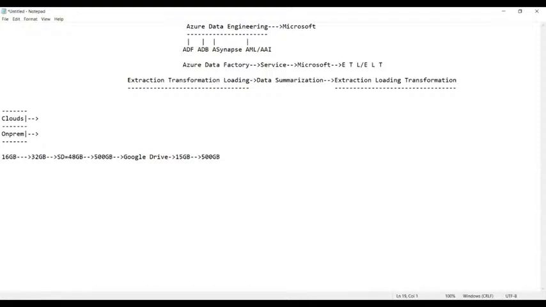This is a very good example of what? That means the 48 GB which you already stored in your previous mobile phone which you lost. This is called on-premises. This is called what? On-premises data. It is called what, guys?